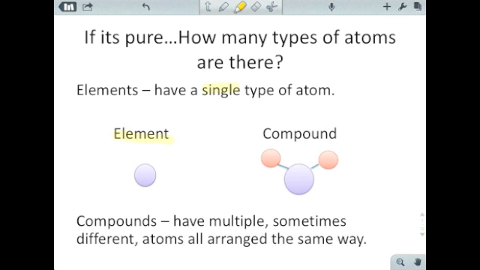Compounds have multiple, sometimes different, atoms arranged the same way. So if we're looking at this and calling it water, this pure water would be made up of only two hydrogens and an oxygen bonded together. It would just be that water molecule. It wouldn't be anything else.